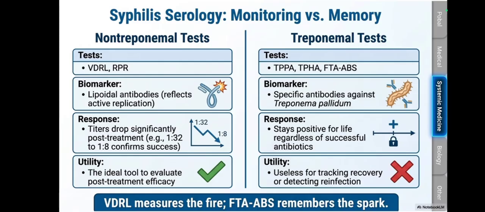Then coming on to the next topic, which is syphilis. When monitoring a patient after syphilis treatment, the choice of test is critical. The correct tool is the VDRL, a non-treponemal test. Unlike treponemal tests like TPPA or FTA-ABS, which often stay positive for life, VDRL titers decline following successful treatment. A four-fold drop in titer is the clinical standard to confirm that the infection is no longer active.